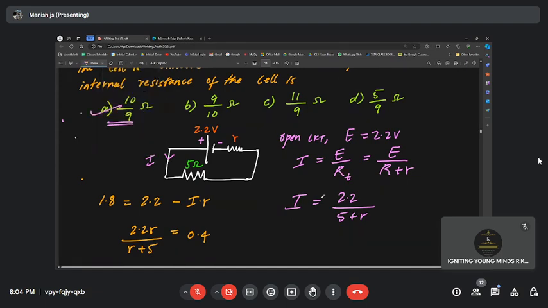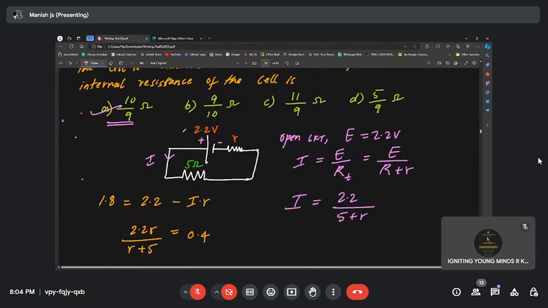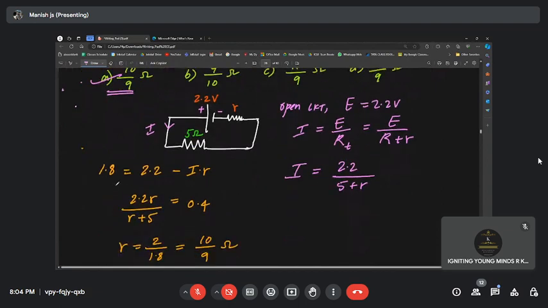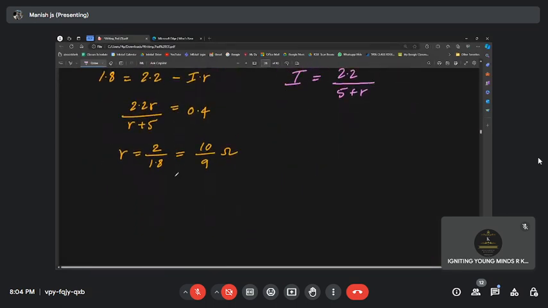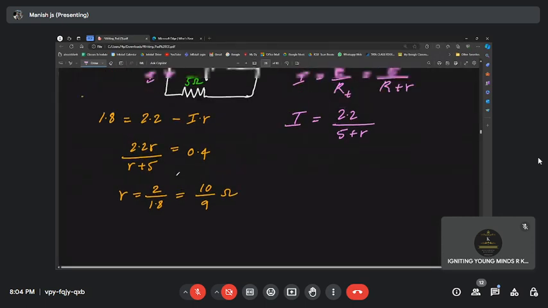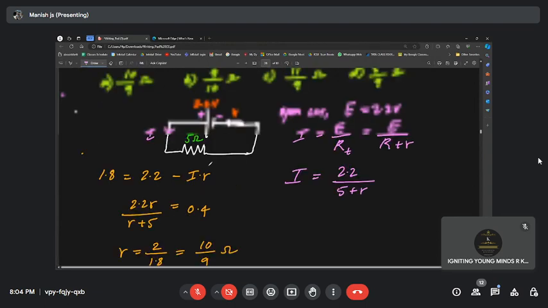Very simple. We drew the circuit, we understood what is the current, and then based on the question, we saw that when it is reduced to 1.8, that value is to be written first. So 1.8 is equal to 2.2 minus IR. Like this, you substitute and apply the KVL and find out the internal resistance of the corresponding cell. This is how you approach. Now we'll move on to the next question.